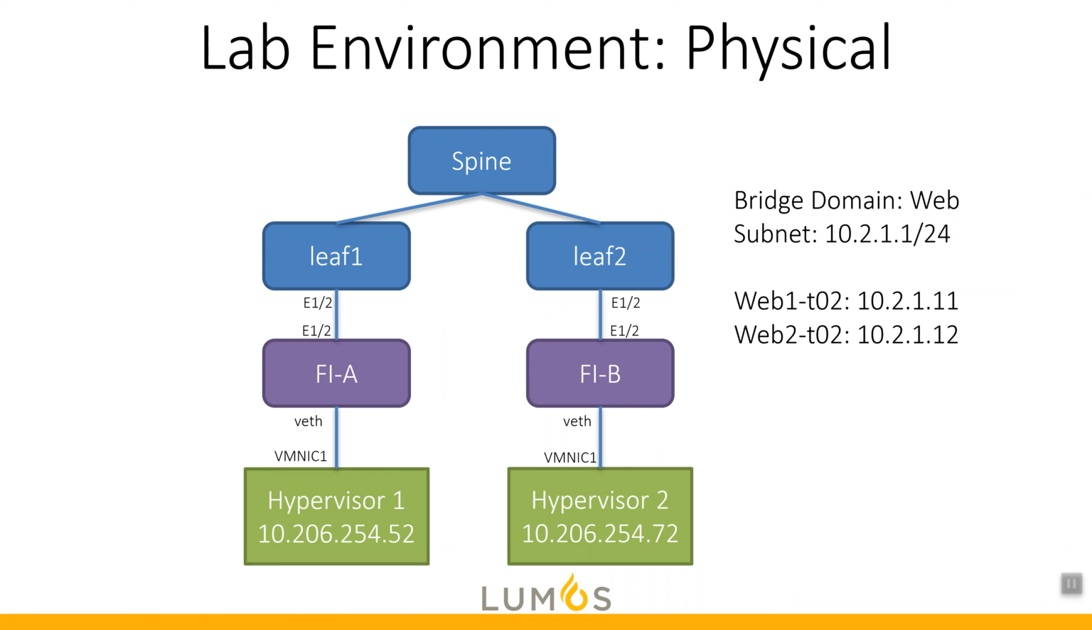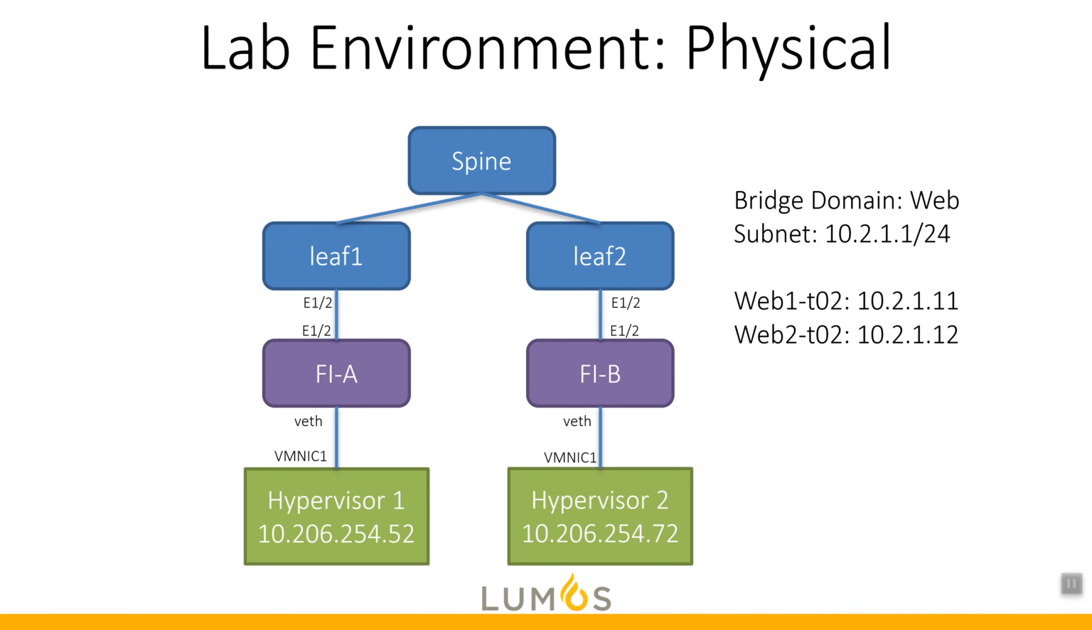In this environment that I'm going to show you, I just want to give you a quick overview of what it looks like. We've got one spine and two leaves, leaf 1 and leaf 2. This is a lab environment, so of course we're not really concerned about redundancy. Each leaf is plugged into a single fabric interconnect. Again, those would typically be cross-connected with VPCs, but it's a lab environment, we don't really care. Each fabric interconnect has a single connection into an ESXi host connected to a VM NIC.